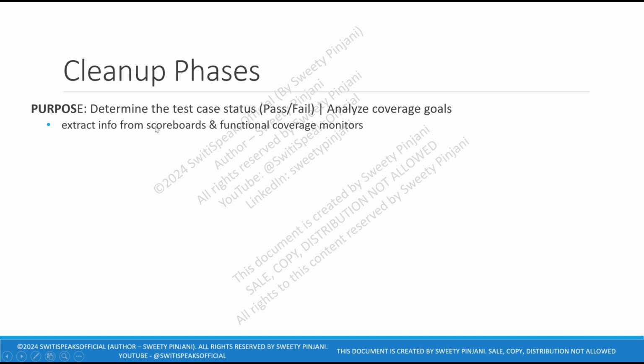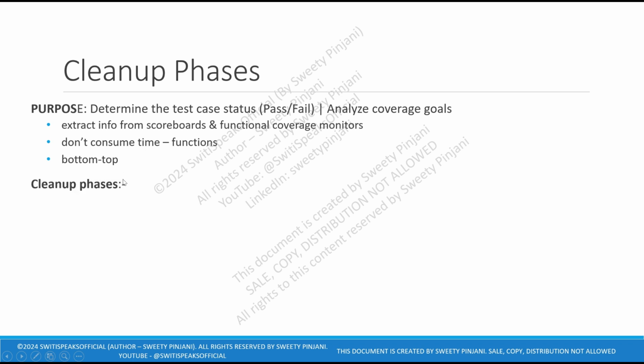That is why you need to extract some information from scoreboard. You also need to analyze your coverage goal. That can happen in your coverage monitors, functional coverage monitors. That's why in the cleanup phase, you need information from scoreboard and functional coverage monitors. Since the cleanup phases don't consume time, they will be implemented as functions. Another thing to remember is they are implemented in bottom top approach. All the cleanup phases are in bottom top.